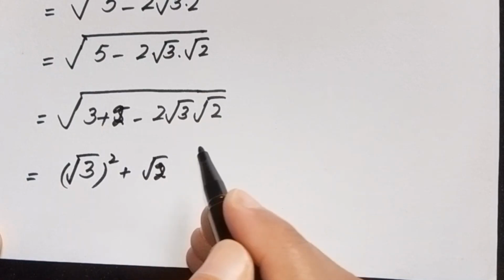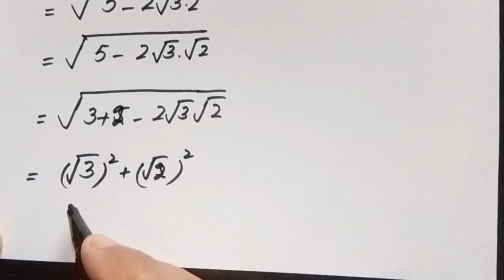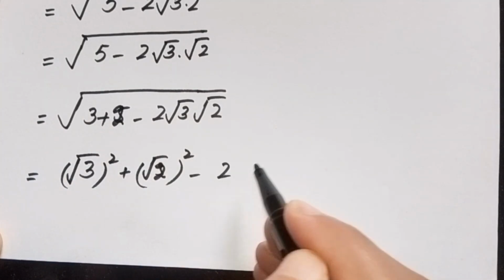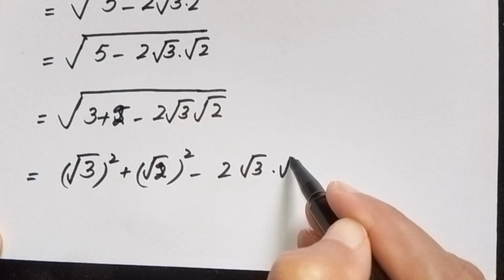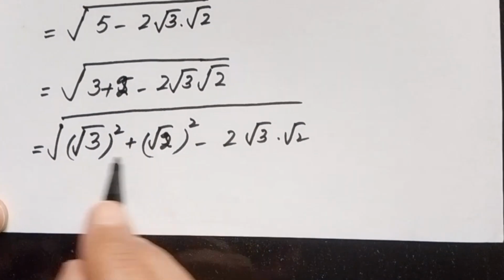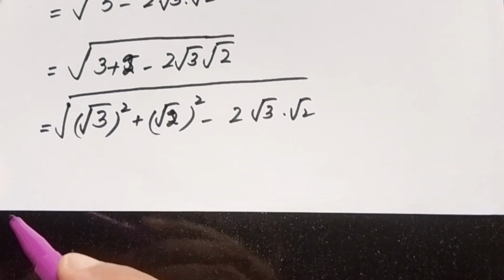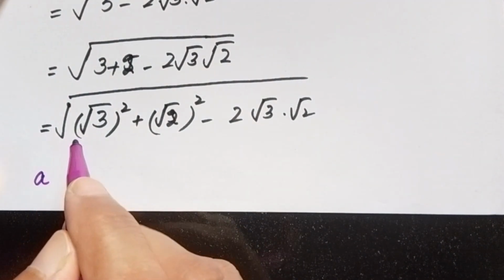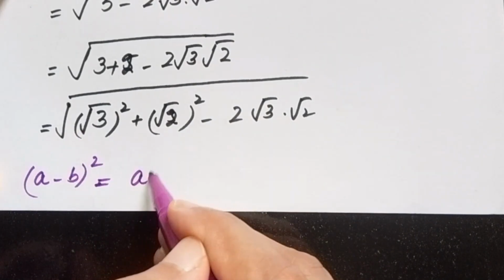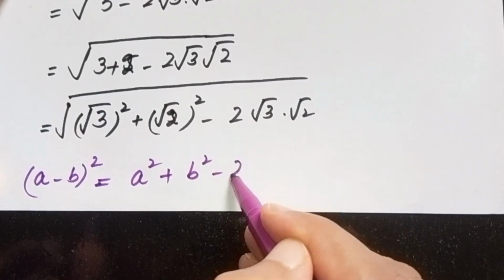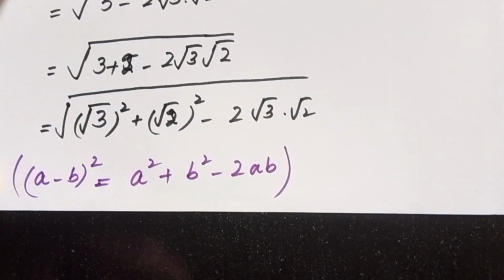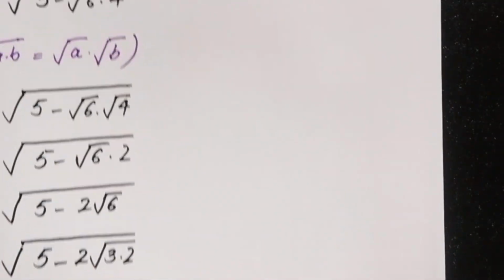So we have the square root of 3 whole squared plus the square root of 2 whole squared, minus 2 times the square root of 3 times the square root of 2. We are going to write the square root of this whole expression. Can you see that it is a form of a formula? I'm going to write down the formula: (a minus b) whole squared is equal to a squared plus b squared minus 2ab. So this expression is in the form of this formula.